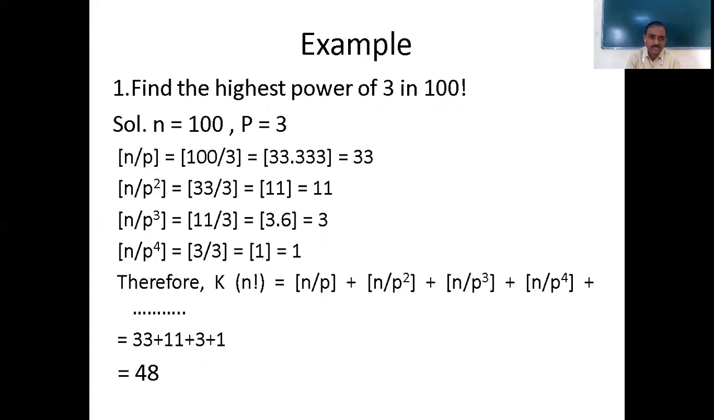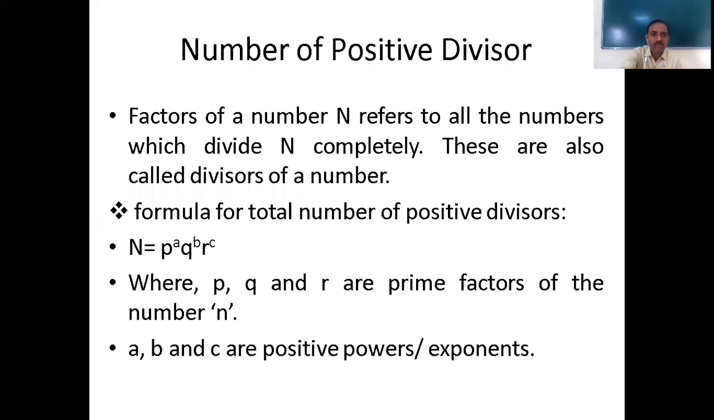At last, therefore, we have the formula here, k of n factorial is equal to n by p plus n by p square plus n by p cube plus n by p raised to 4 plus so and so. That is equal to, we have to add all those numbers there, 33 plus 11 plus 3 plus 1, we get the value 48. So the highest power of 3 in 100 is 48 here.